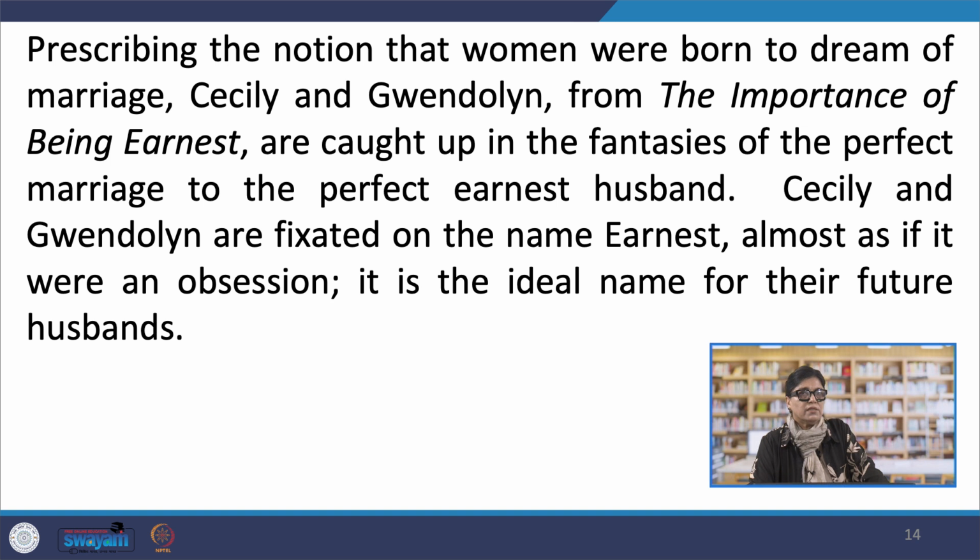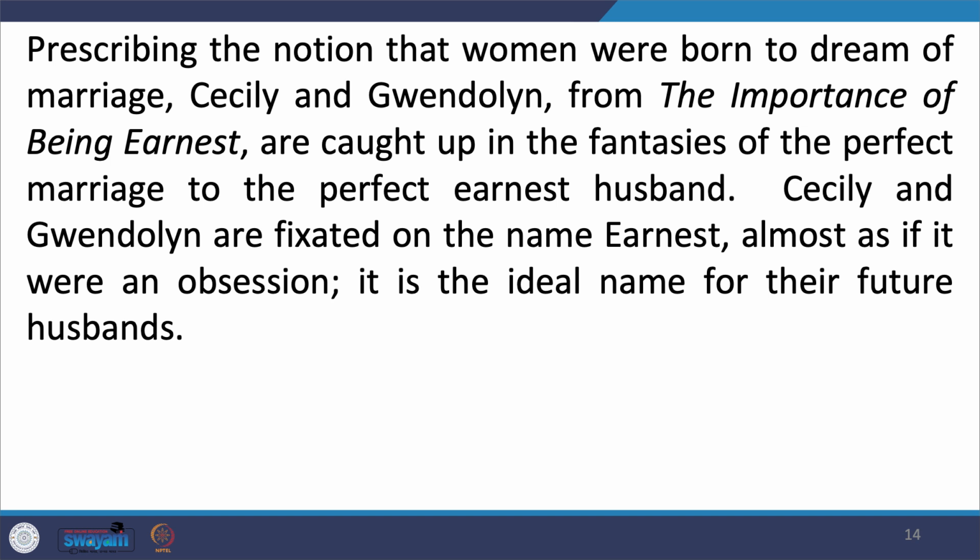prescribing the notion that women were born to dream of marriage. Cecily and Gwendolen, from The Importance of Being Earnest, are caught up in the fantasies of the perfect marriage to the perfect Earnest husband. Cecily and Gwendolen are fixed on the name Ernest almost as if it were an obsession. It is the ideal name for their future husbands. They are determined not to marry a man unless he is called Ernest, because they believe a man with this name will automatically live up to the name's expectation of being serious, honorable, and moral.